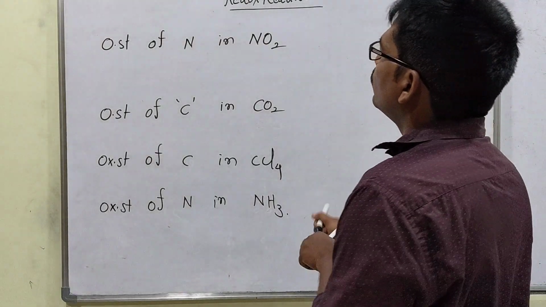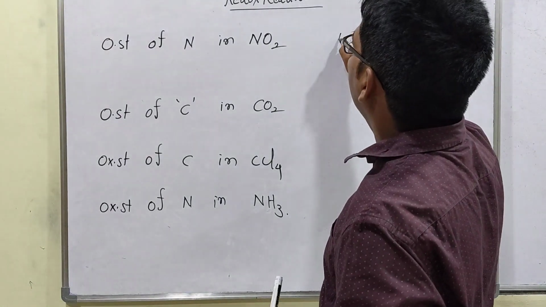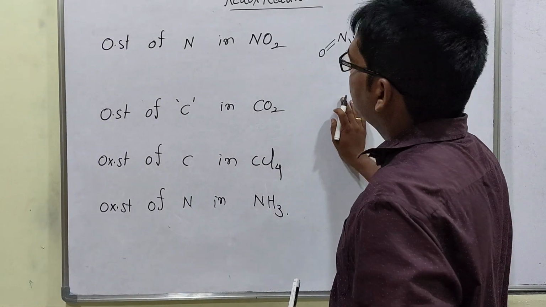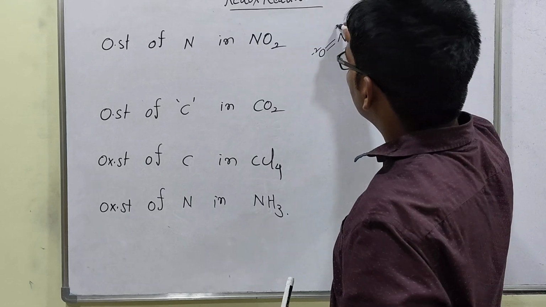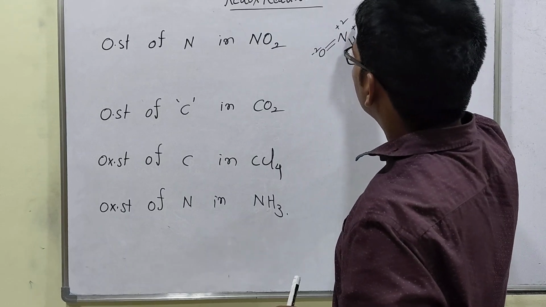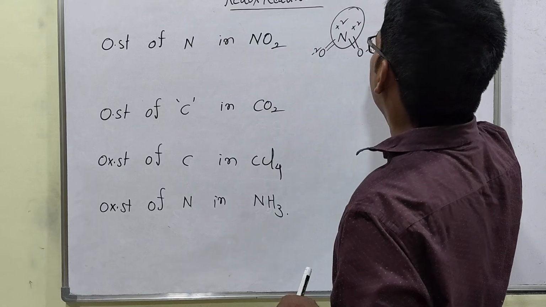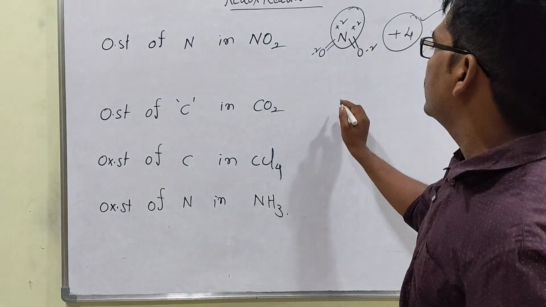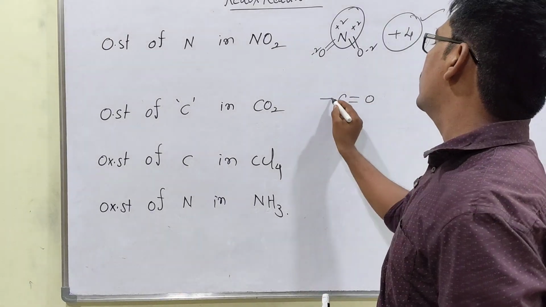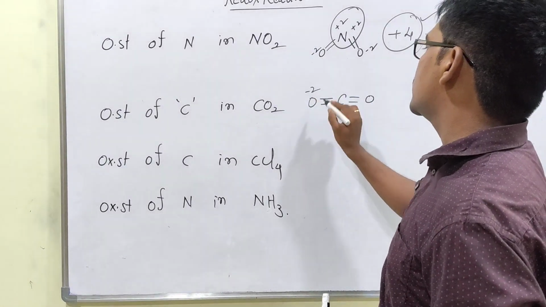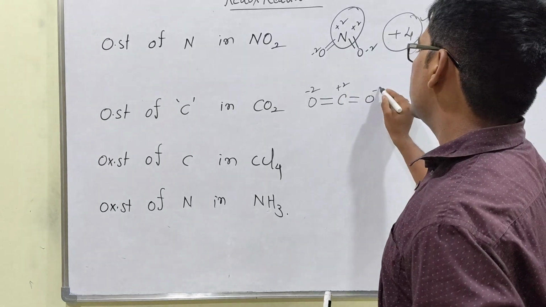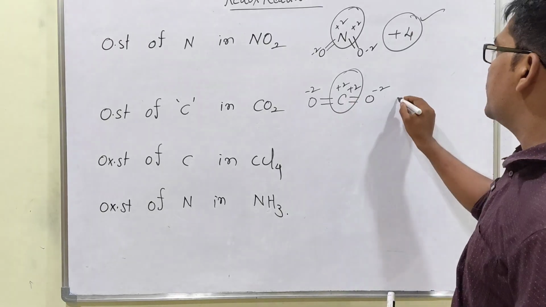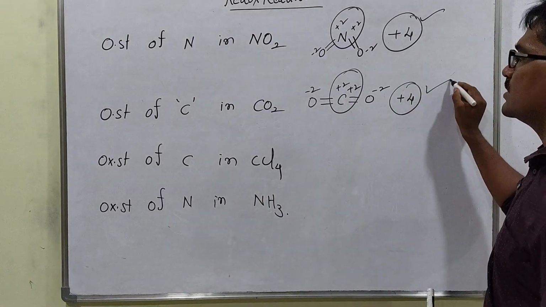Here NO2 is there. NO2: N, then double bond O, then double bond O, like this. -2 oxidation state, +2, then -2, then +2. So totally nitrogen is surrounded by +4 oxidation state, +4 is the oxidation state. Then carbon double bond O, then double bond O. So -2 oxidation state, +2, then -2, then +2. Total positive charge on the carbon is +4. So +4 is the oxidation state for this.